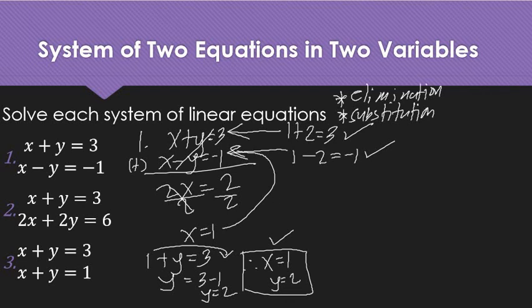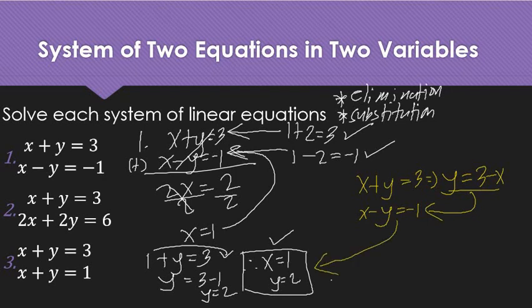Besides elimination, you can also use substitution wherein, for example, I have x plus y equals 3 and x minus y equals negative 1. I can manipulate either the first equation or the second. I will have y is equal to 3 minus x, and this is what I will substitute here, and I will still get the same answer. So, solve systems 2 and 3, and we're going to see their solutions in the next video.